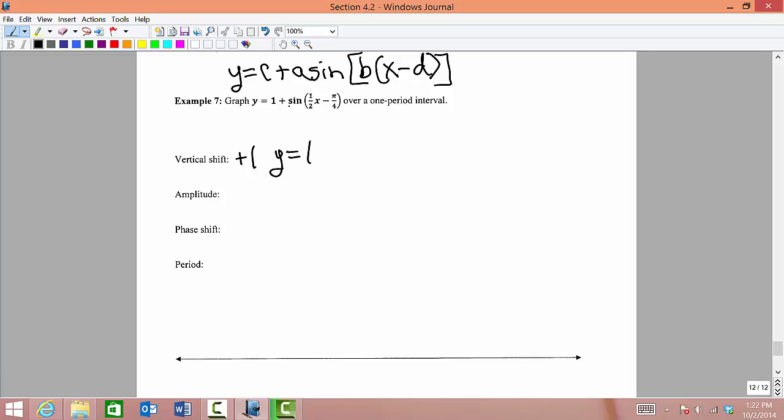The amplitude, we have not multiplied anything times the front of the function. It's an implied 1. So the amplitude is 1.